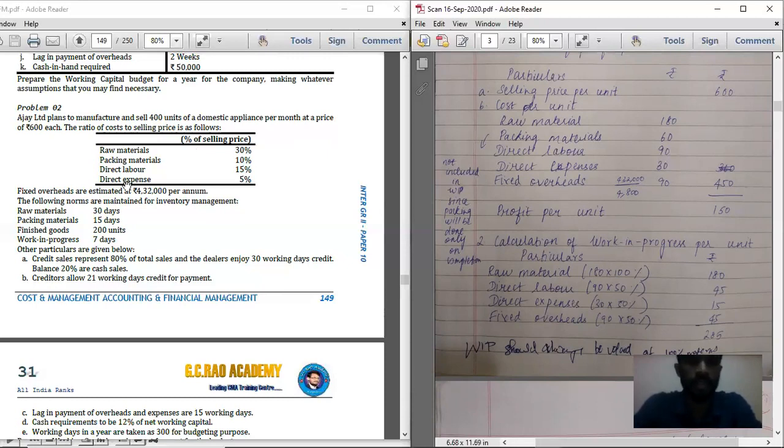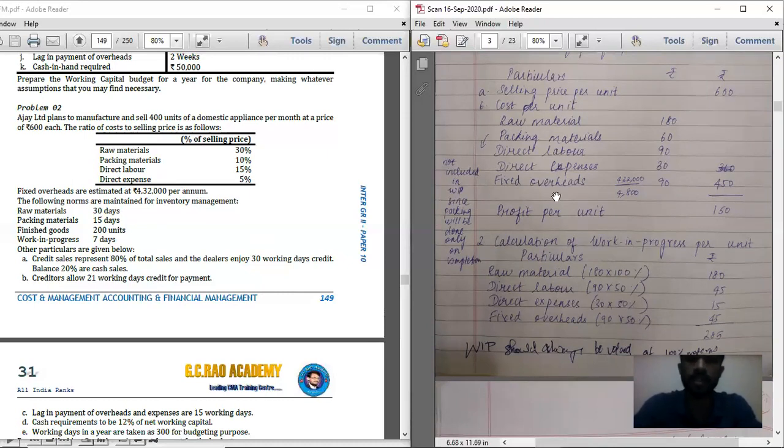And next one is direct expenses. Below direct labor is direct expenses. Direct expenses is given as 5% of selling price. So 600 into 5%, which is 30. Inner amount column, put rupees 30.